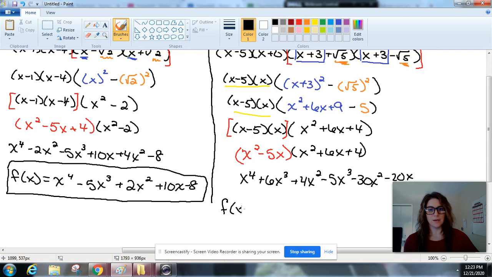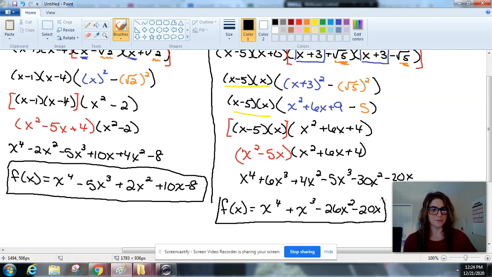And again, from here, I would clean up, combine all my like terms, get x to the 4th plus x cubed minus 26x squared minus 20x as your final answer.